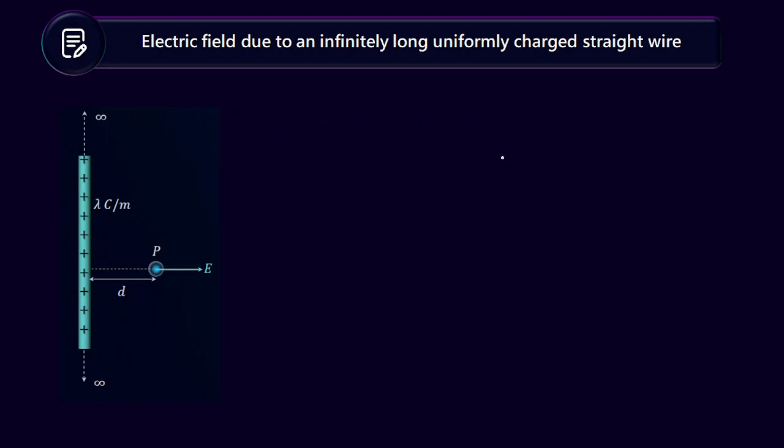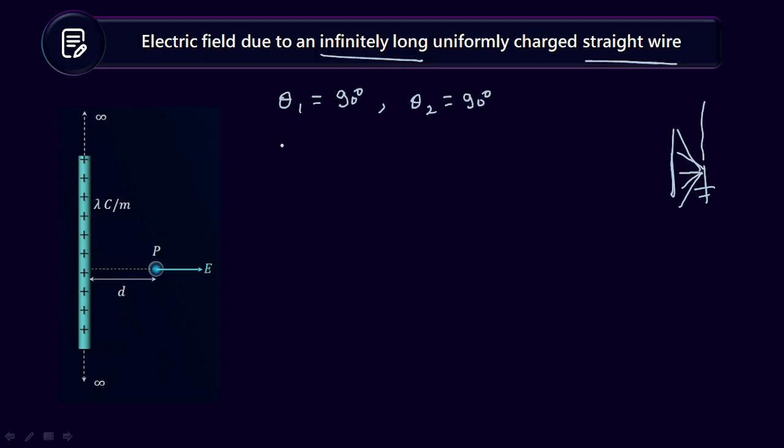Now next is the electric field due to an infinitely long uniformly charged straight wire. When we have a wire which is infinitely long, it means both ends of the wire are at a very far distance from the point P, the distance is very small compared to the length of the wire. So again theta 1 will be equal to how much? 90 degrees. If you have confusion, we can take one small wire. If the length of the wire is increasing, this angle will be increasing. If it becomes infinite, the angle will be 90 degrees, right? So theta 1 is 90 degrees. Similarly, theta 2 is also 90 degrees.